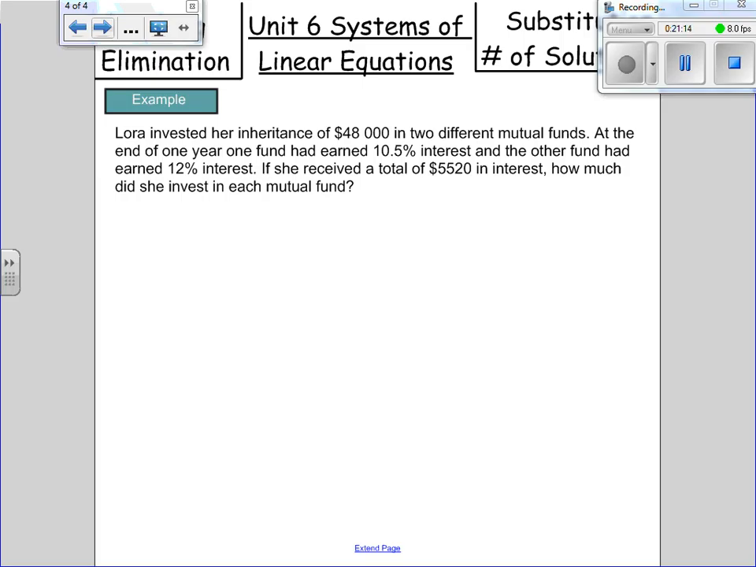So a mutual fund is a place that you can put your money where it will grow at a steady interest rate. A lot of you probably have mutual funds in your names thanks to your parents. There you go. Left mutual funds for you. Yeah. So mutual funds, what they do is it's a safe place.